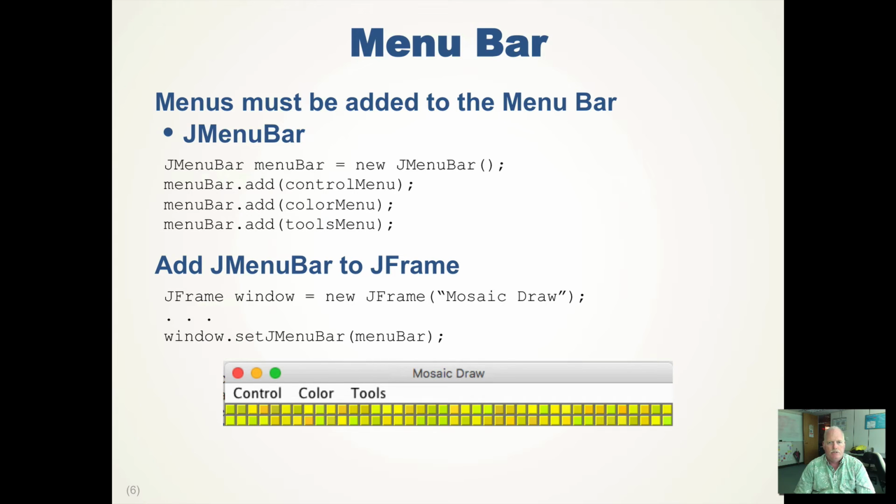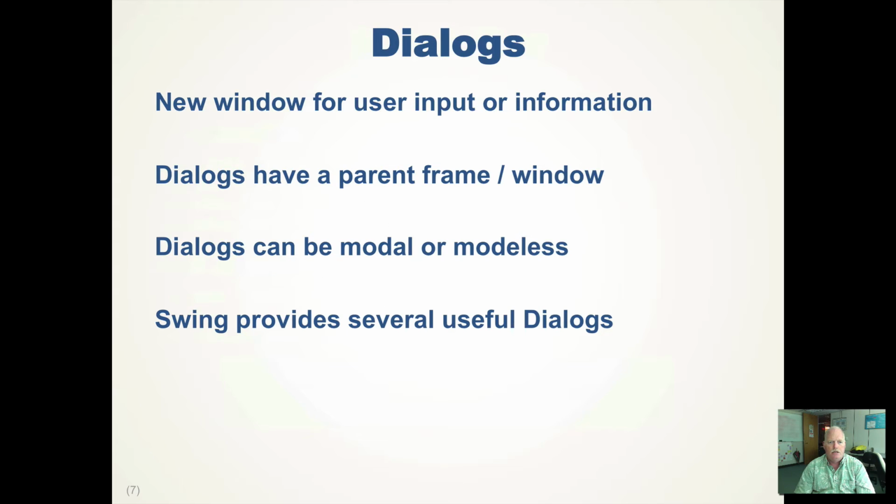The next thing we want to talk about is dialog boxes. Dialog boxes are new windows that pop up, and they're useful for inputting information or providing information to the user. They have a parent window or frame, so they're associated generally with another frame or window. If that parent window closes, then the dialog boxes are automatically closed with them.